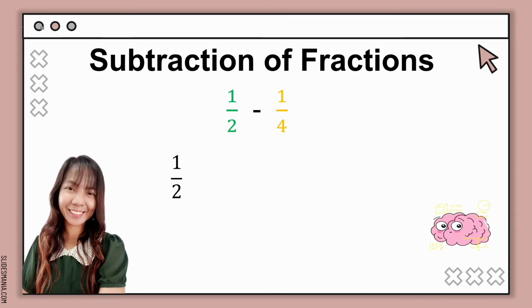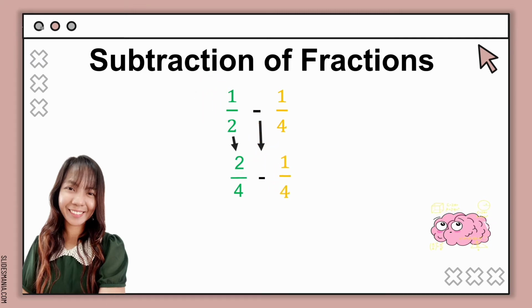So our goal is to make them the same denominator. So in this case, we can convert this to 4. Alright? So think of a number that when you multiply it to 2, will give you 4. Okay, so it's times 2. And you will also multiply the same number to the numerator. So 1 times 2 is 2. So this is now the new fraction.